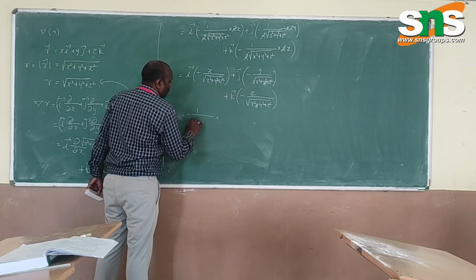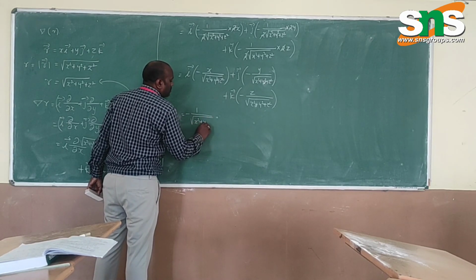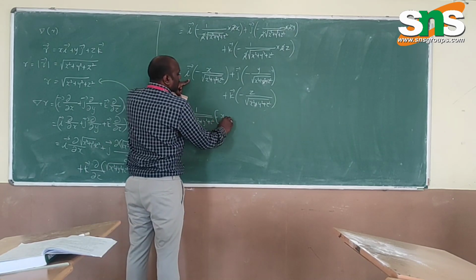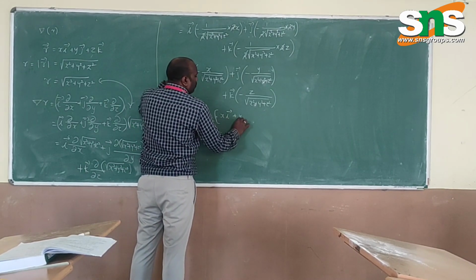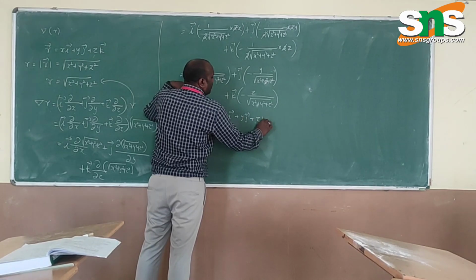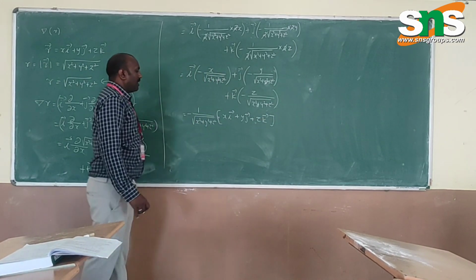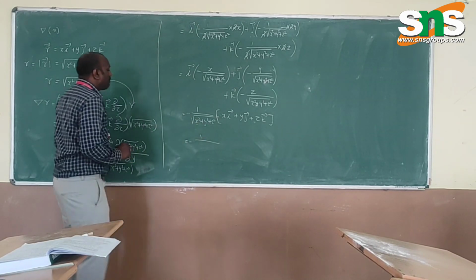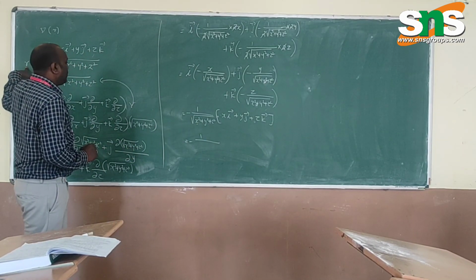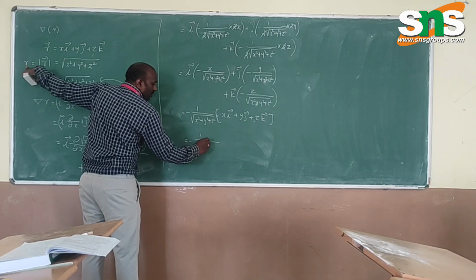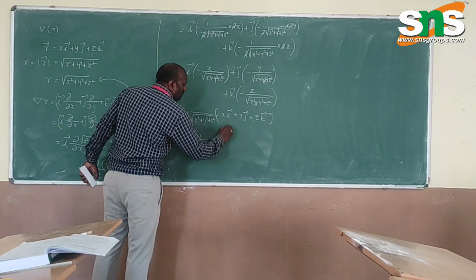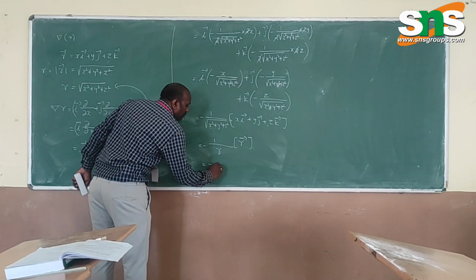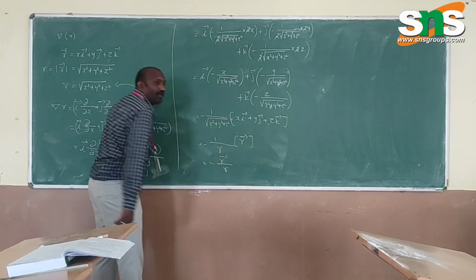Then 1 divided by root of x square plus y square plus z square we take common, then the remaining values are x i vector plus y j vector plus z k vector, then 1 divided by root of x square plus y square plus z square, it is r. So then this is the r vector. So finally, r vector divided by r.